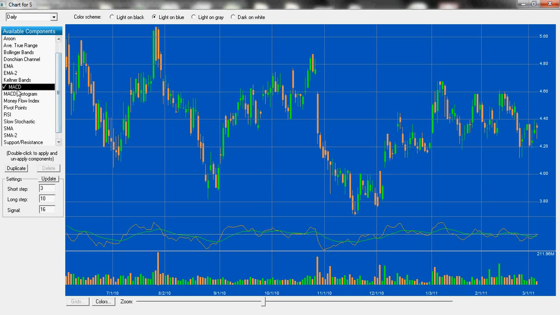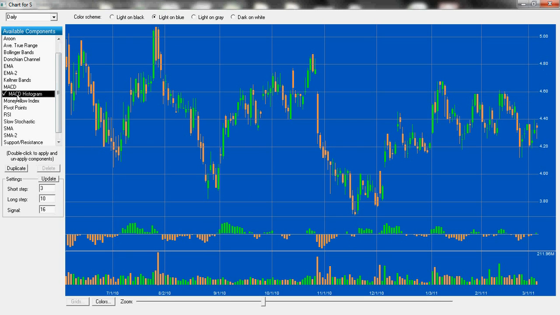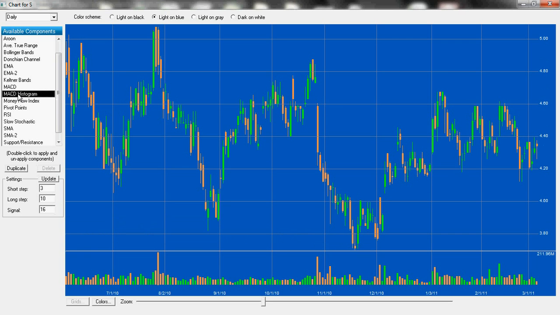So as you can see, MACD, there's also MACD histogram, which is the same idea as MACD, but it's a little bit easier to see. So those are the 6 available components that are based on simple moving averages.